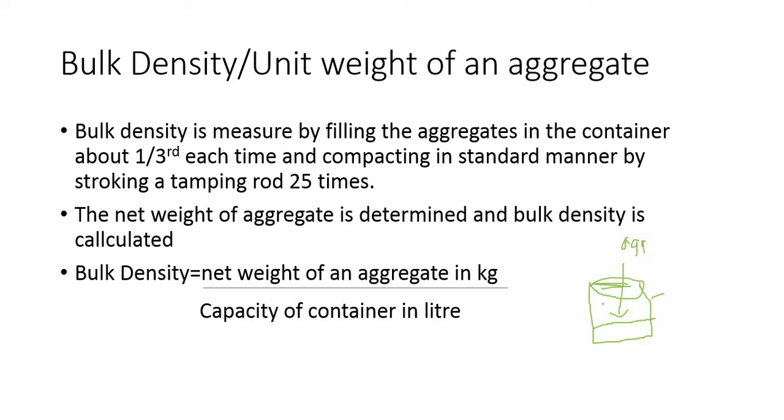We will compact it with a tamping rod. Then we will put the second 1/3, that is 2/3, and again compact it 25 times. Then finally we will fill it fully once more, and compact 25 times again. So it will be completely filled. After that we are going to calculate the total weight of aggregate that fills the container divided by the volume of the container. I'll show you a video to make it more clear.